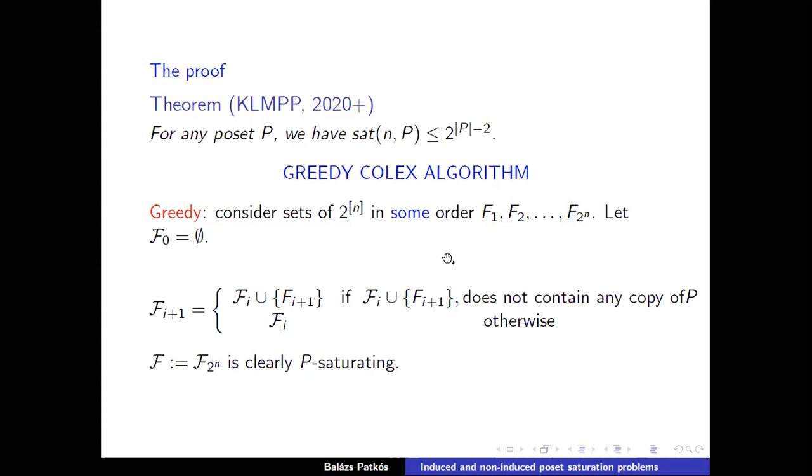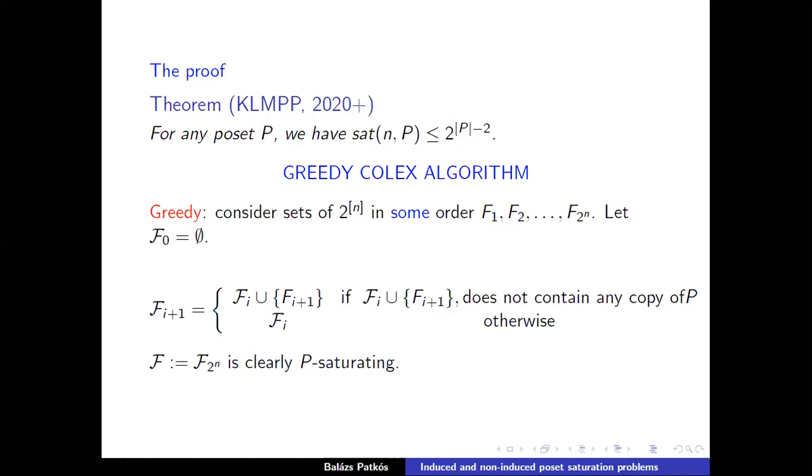So what we do in this greedy algorithm, whenever we consider the (i+1)-th set, is look at whether, together with the already obtained family, it's still P-free. If it is, then we add this new set. If it's not, so there is a copy of P, then we don't add it and we move on to the next set. So at the very end, when we do this for all the 2^n many subsets, of course, we get a P-saturating family.